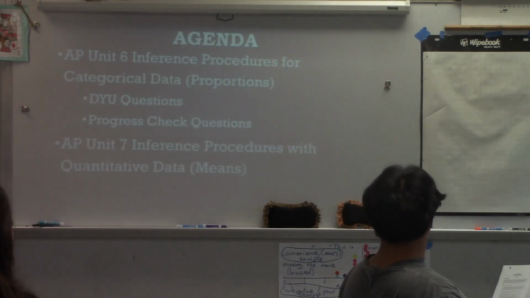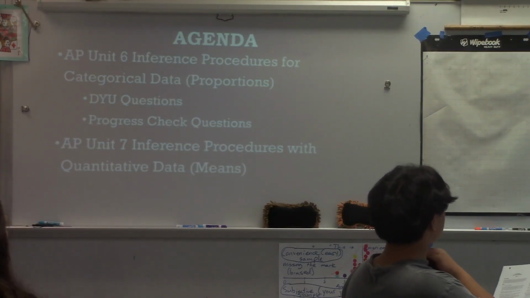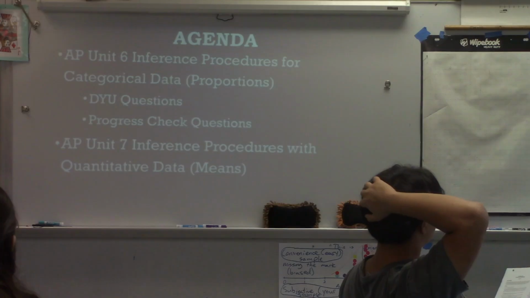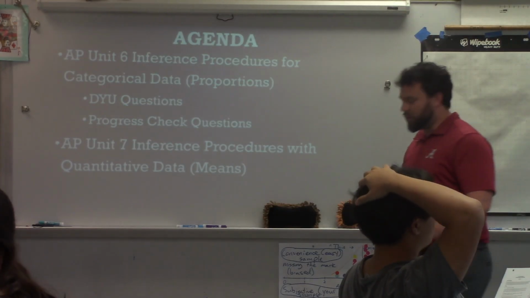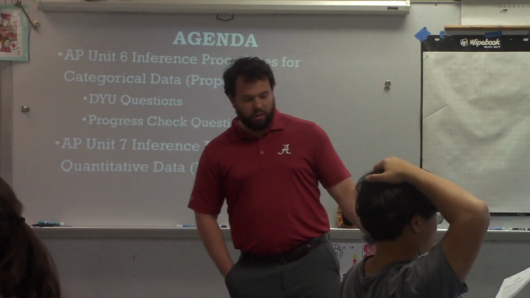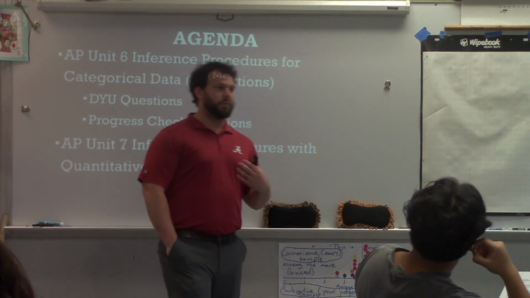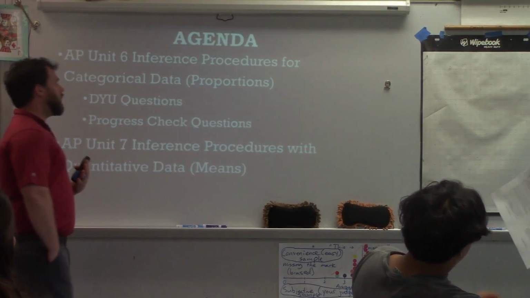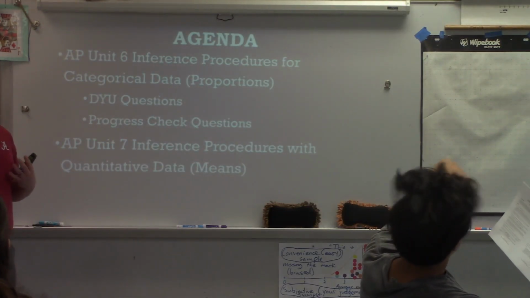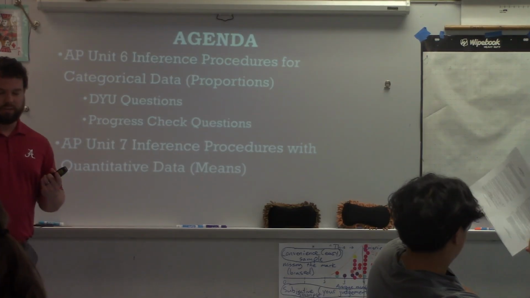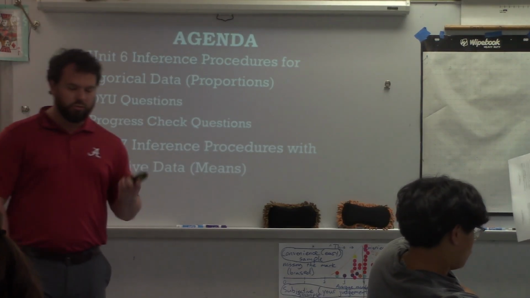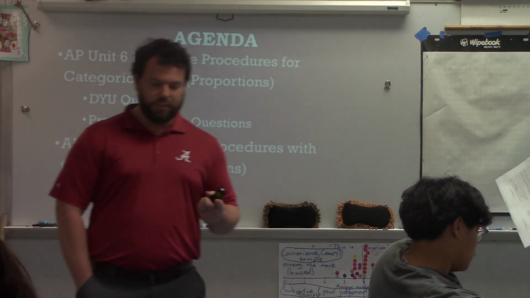First things first, if you are given an inference question, what do you got to go through? 4C method. The 4C method of inference, right? In the textbook it talks about state, plan, do, conclude. I don't care what you call it. The 4C method for me makes the most sense. I didn't always love state, plan, do, conclude. So what's that first C? Choose, right? So we got to choose the correct inference procedure.